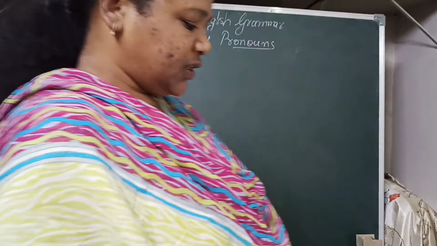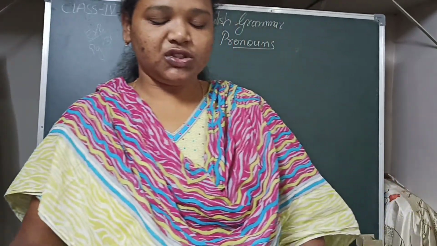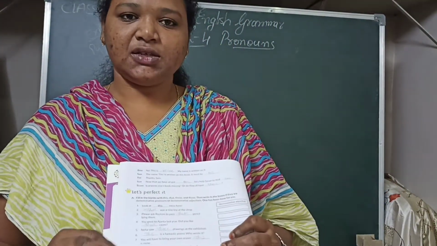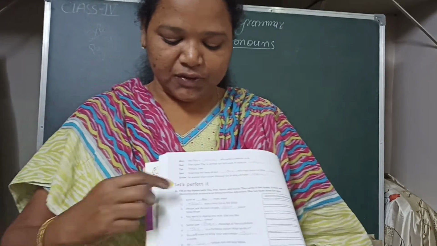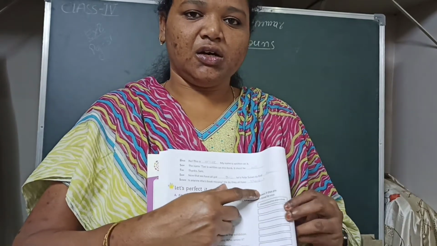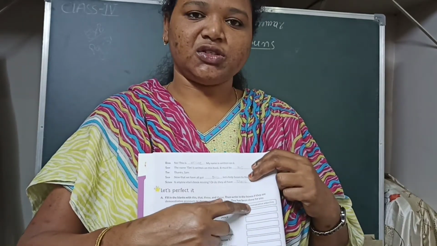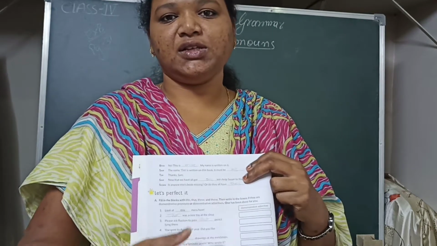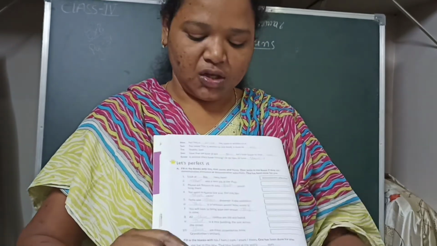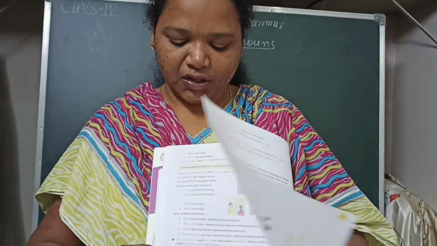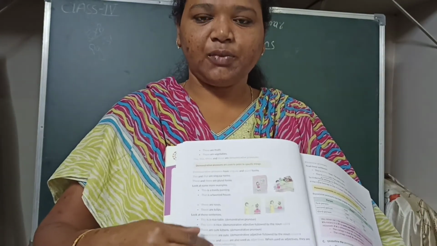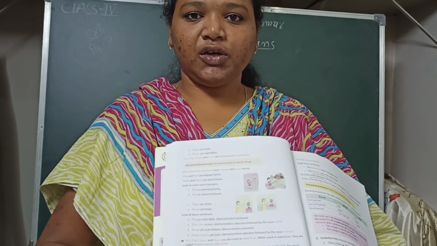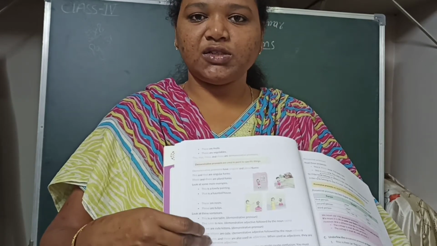Okay children, so the next exercise, let's perfect it. Exercise A on page number 32. So children, I want you to do this exercise. You have to fill in the blanks with demonstrative adjectives and demonstrative pronouns, and whatever you have used, you have to write here whether it is a demonstrative adjective or a demonstrative pronoun. If you have any confusion, go to this paragraph on page number 30. So you will know properly what is a demonstrative adjective and what is a demonstrative pronoun.